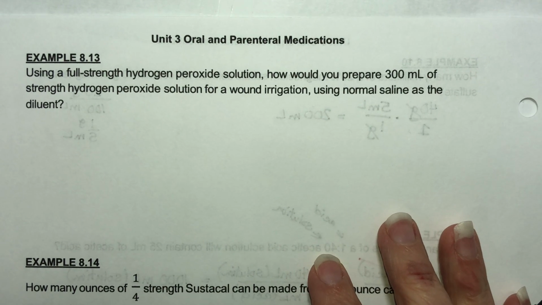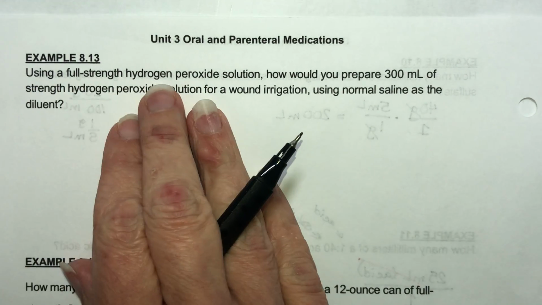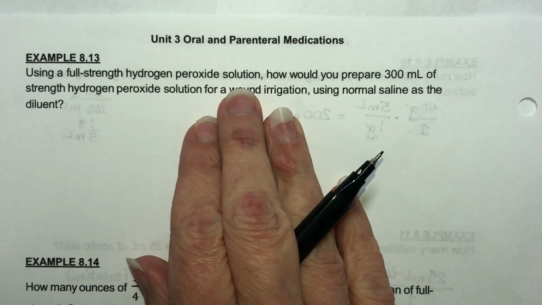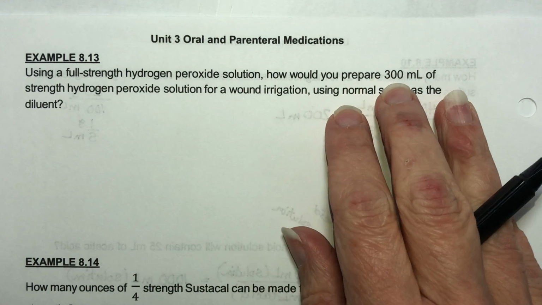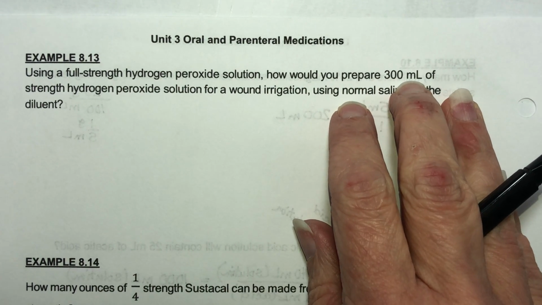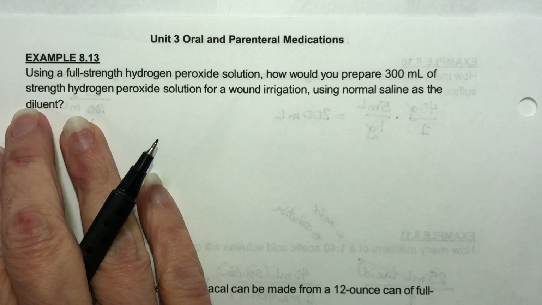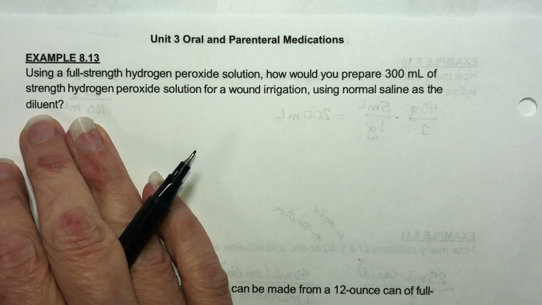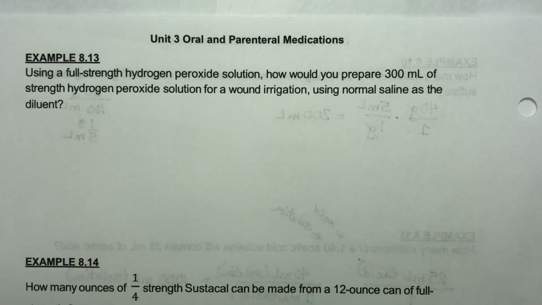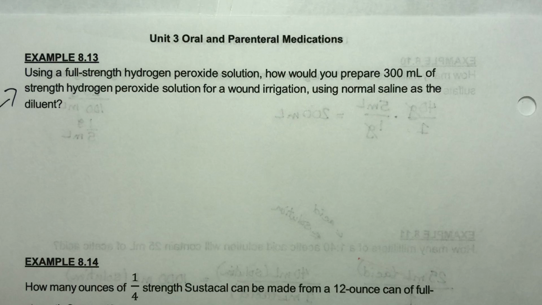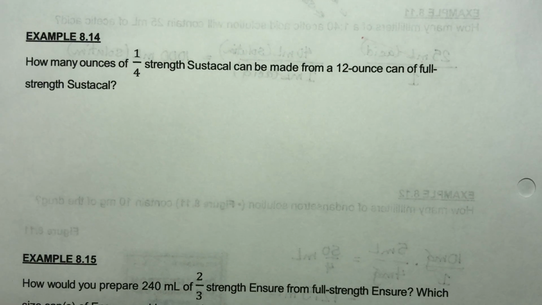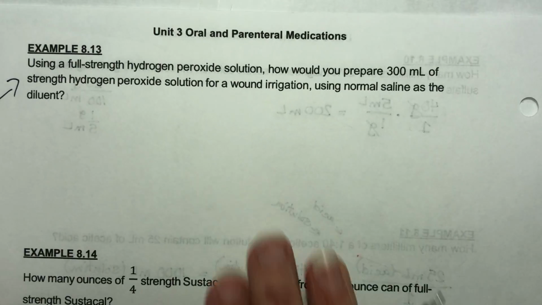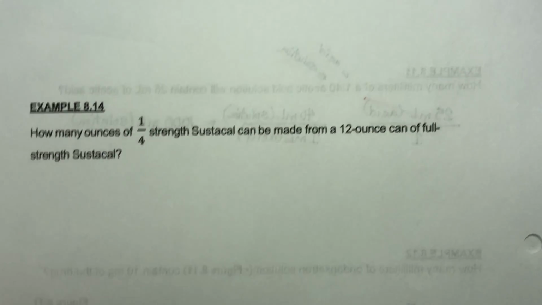All right, number 13. Using a full-strength hydrogen peroxide solution, how would you prepare 300 milliliters of strength solution? There's a critical number left out of that one. So let's skip this problem and go on to 14, because we would need to know how strong that hydrogen peroxide solution is in order to be able to work.